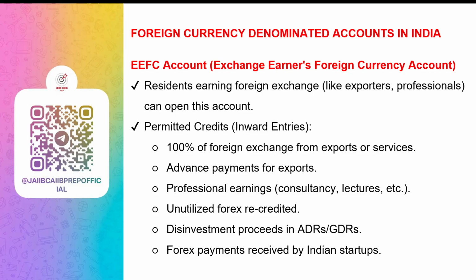100% of the foreign exchange earnings received through the banking system are permitted to be credited. Advance payment for goods and services from foreign clients, consulting fees, honorariums, and lecture payments received from abroad are permitted. Unutilized foreign currency withdrawn earlier, if returned, can be credited to the account. Any repayment of a trade loan by the importer to the exporter is a permissible credit, as are disinvestment proceeds and foreign earnings by an Indian startup or their overseas branches. So these are the permissible credits.